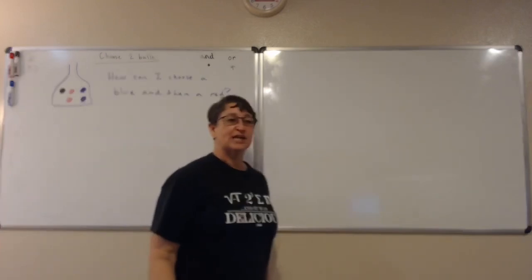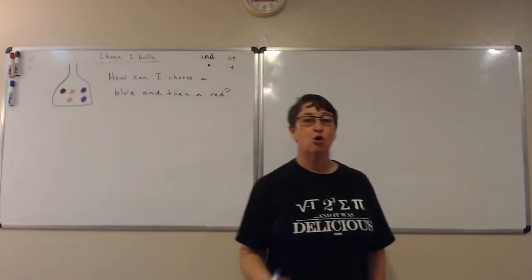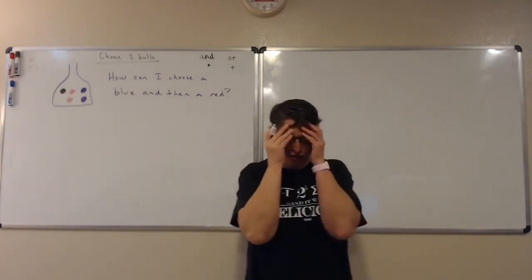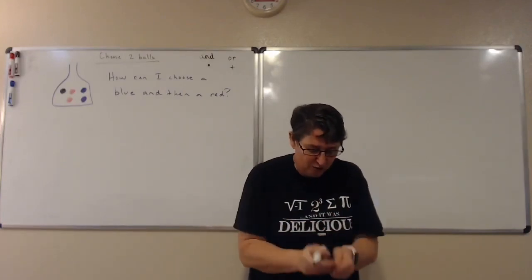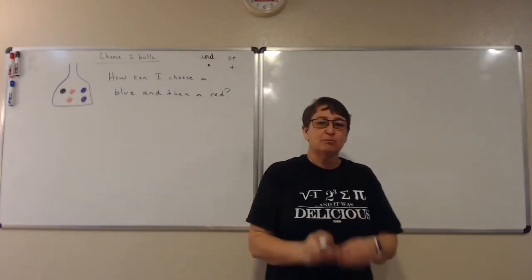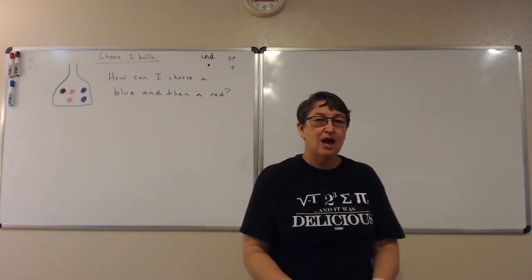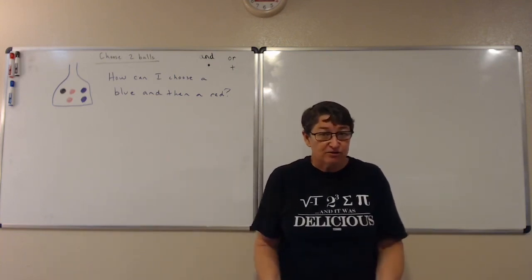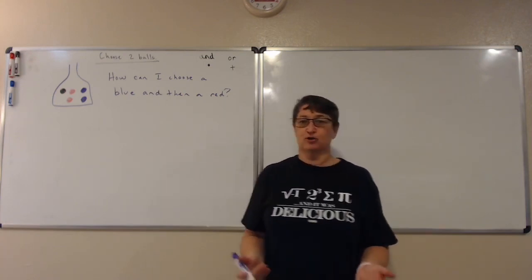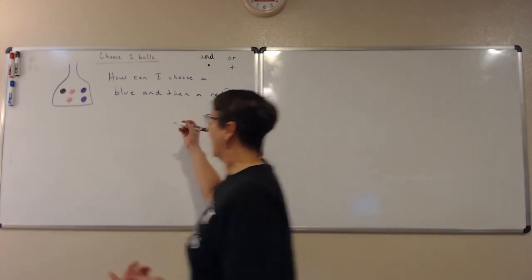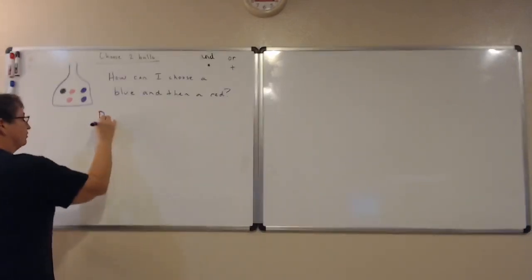So again, putting it into words, that's the whole idea. I want you just to picture yourself. From this jar, I'm going to pour out 2 balls. If I want to get a blue and then a red, what do I have to get first? I have to get that blue first, right? In order to get a blue and then a red, I have to get the blue first.